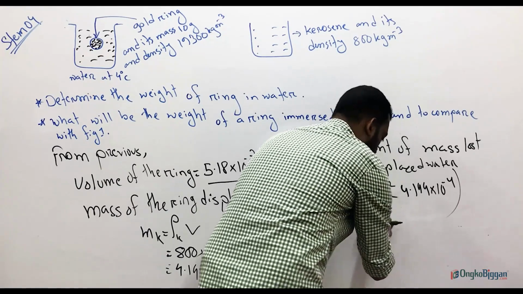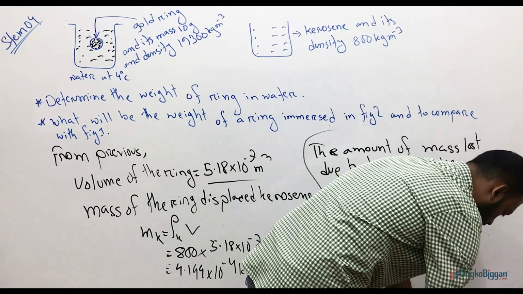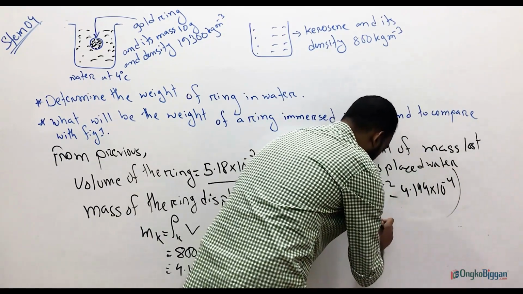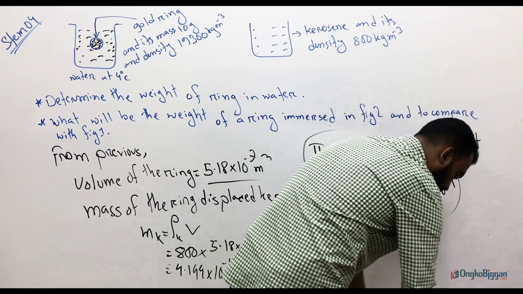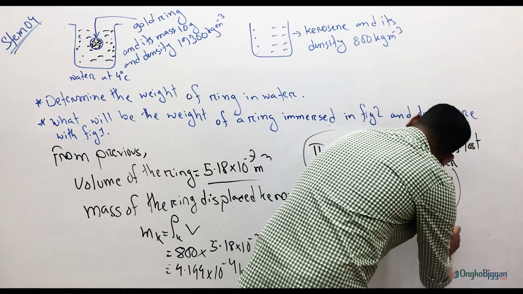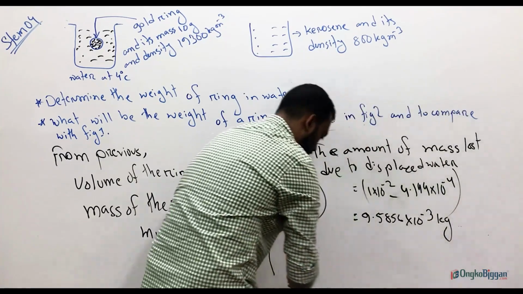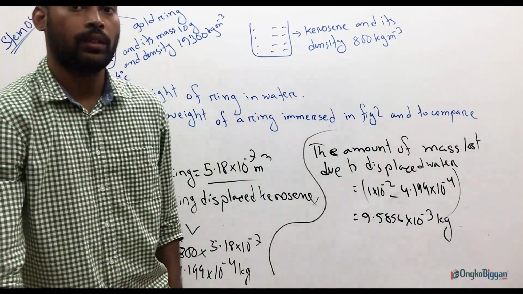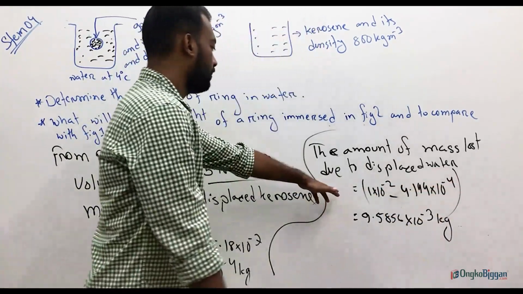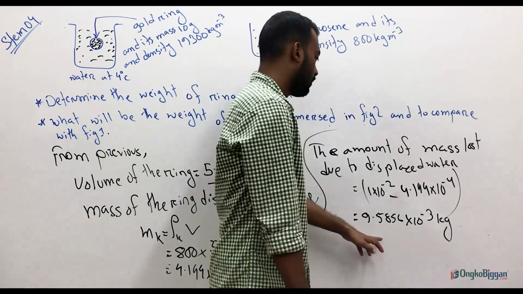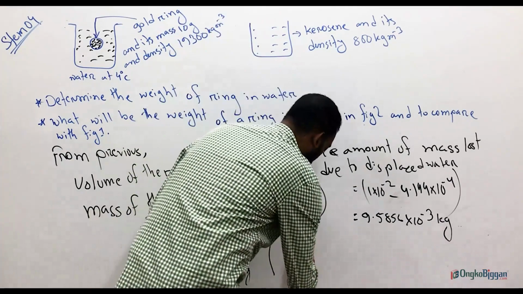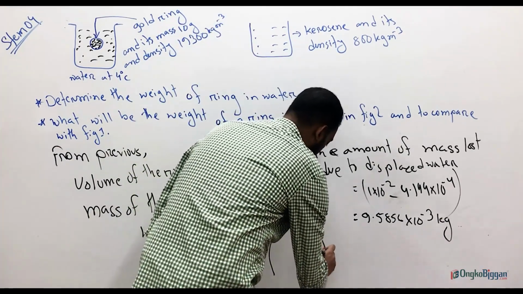So the change in mass is equal to, calculate this, 9.5856 into 10 to the power minus 3 kg. Okay. Now, what is the weight of the ring in kerosene? So we know W is equal to mg. So we know m, the amount of mass which is lost, and so now we can easily find out the weight in kerosene.